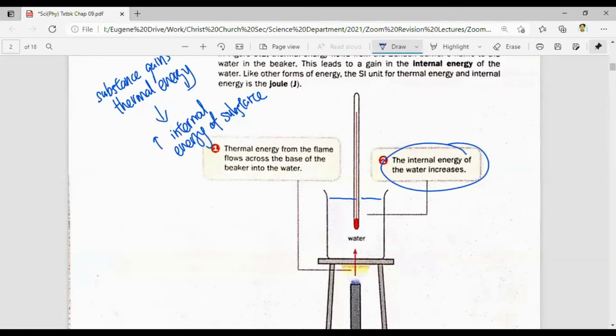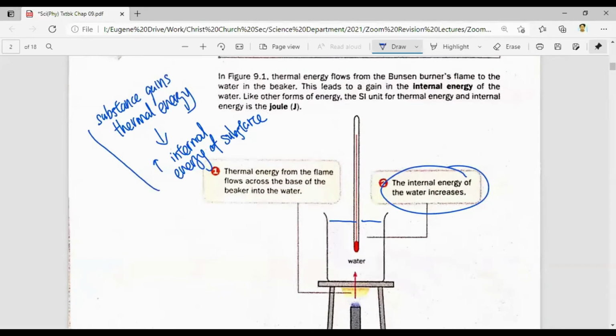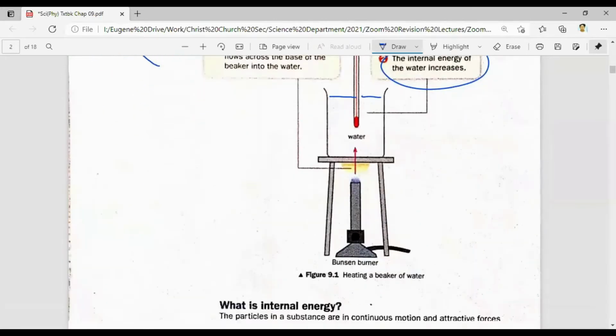As I mentioned, when a substance gains thermal energy, it causes an increase in the internal energy. And because internal energy is a form of energy, the unit is still joules. I just want to highlight that in this chapter, there aren't really any formulas for calculation for the combined science students. So just take note of this.